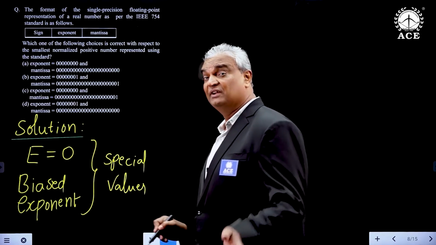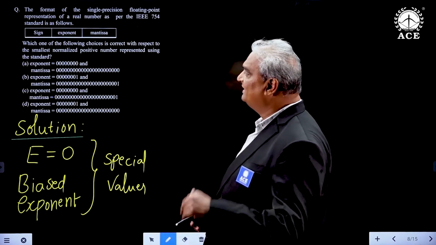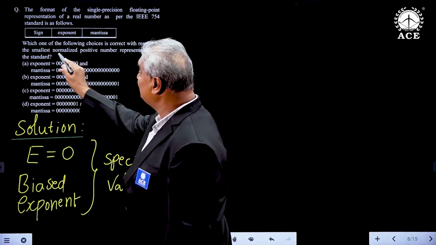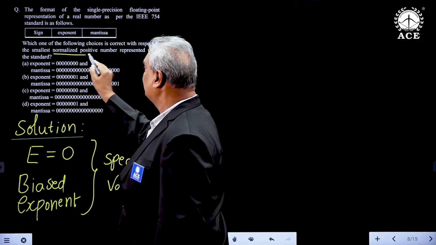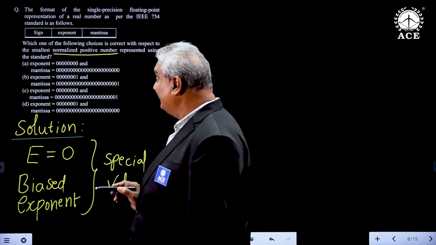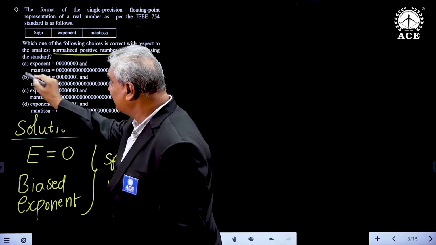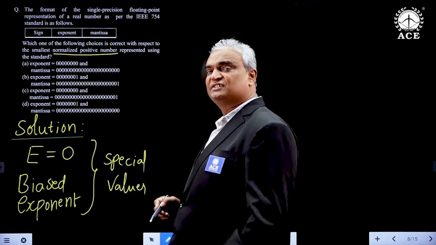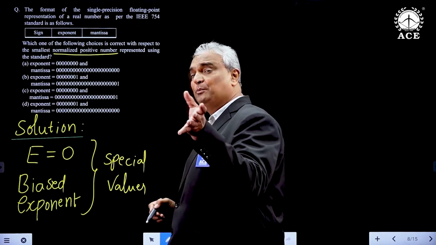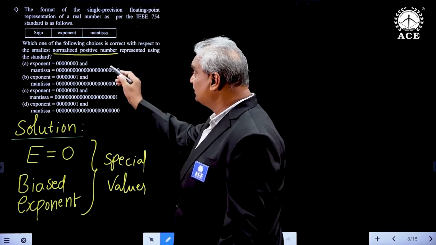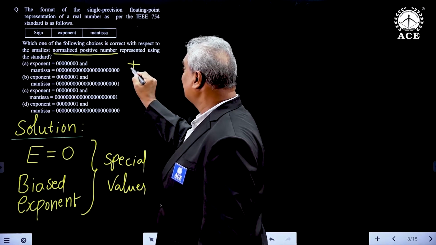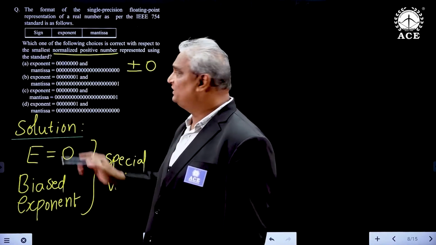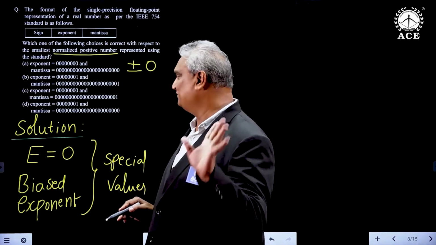E value 0 and E value 255 are also special numbers. One more point: he asked for the normalized positive number. What about option A? Exponent 0, mantissa 0 means in IEEE single precision, we use this only for representing plus or minus 0. If the sign bit is 0, it is positive 0.